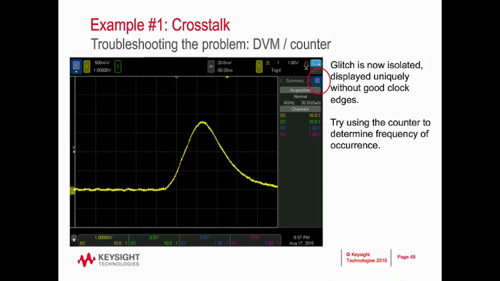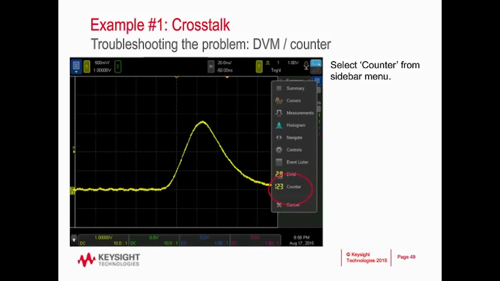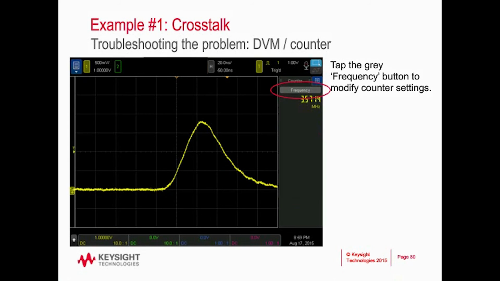Now that we've locked in on it, ignoring all the other good clock pulses, we can dive deeper on the problem specifically. Let's try using the counter and see if the frequency of this problem or glitch is constant. We start, follow the red circles. If you're curious on the button presses, hit the blue sidebar key to pop that open. Then we'll select the counter feature. Once we have the counter turned on, it's showing us a frequency of 3.57 megahertz.